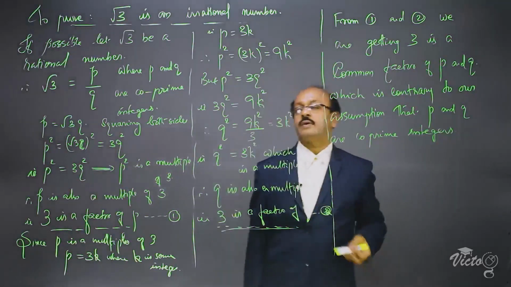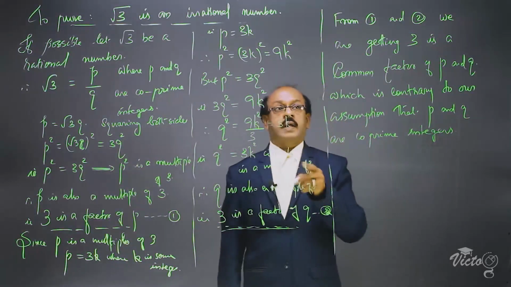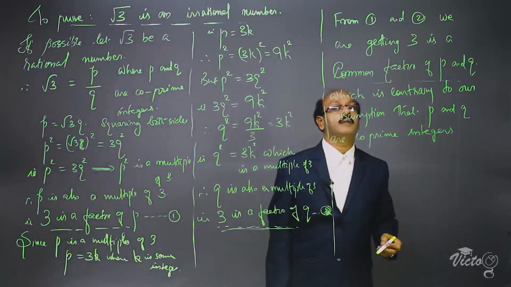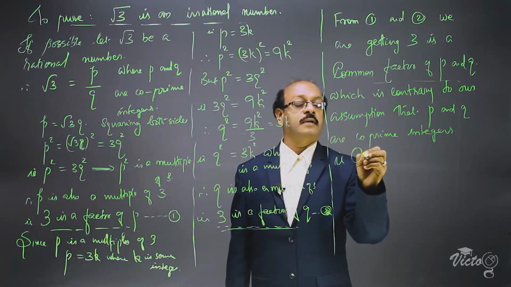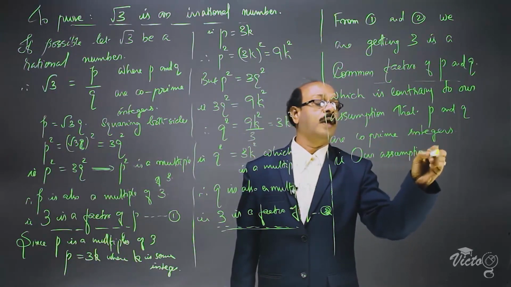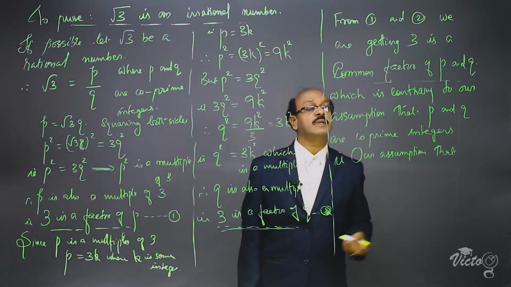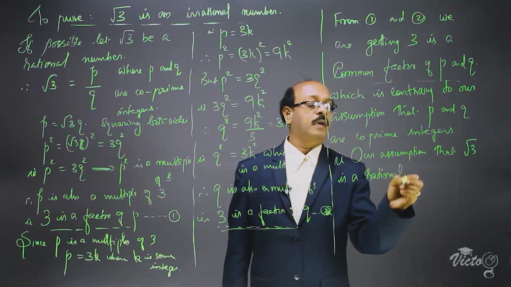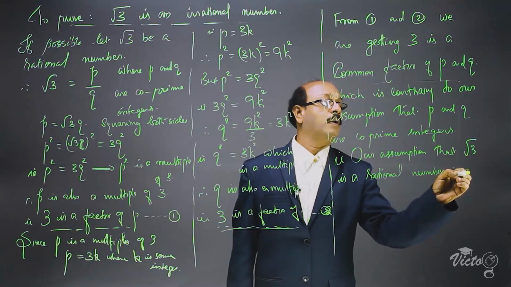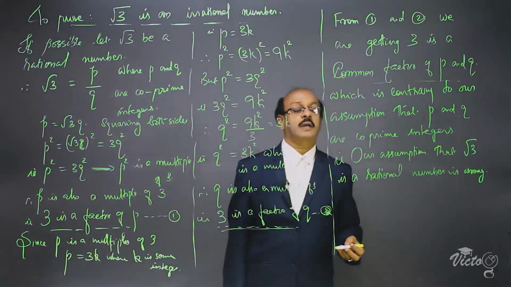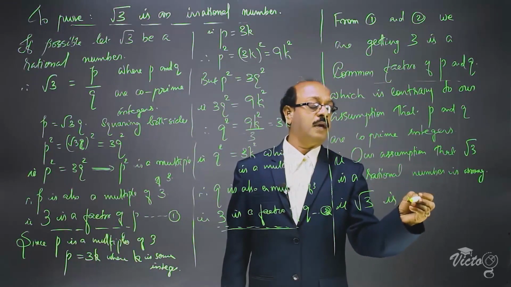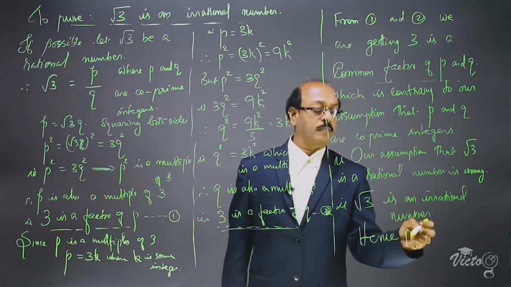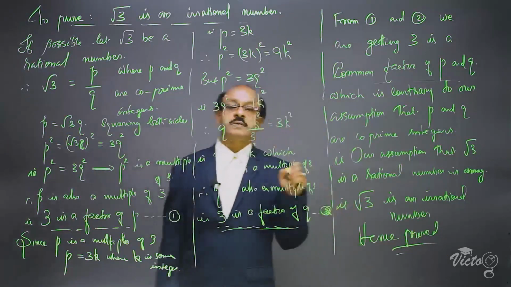P and q are co-prime integers was our assumption, and here the statement that 3 is a common factor of p and q is opposing our assumption. That is, our assumption that p and q are co-prime is wrong. That means our assumption that root 3 is a rational number is wrong. That means root 3 is an irrational number. Hence proved. So study this proof thoroughly.